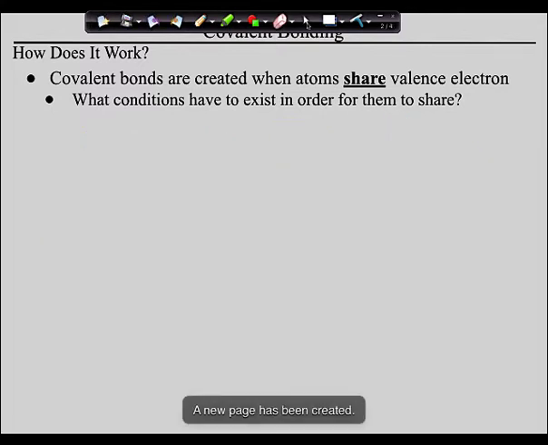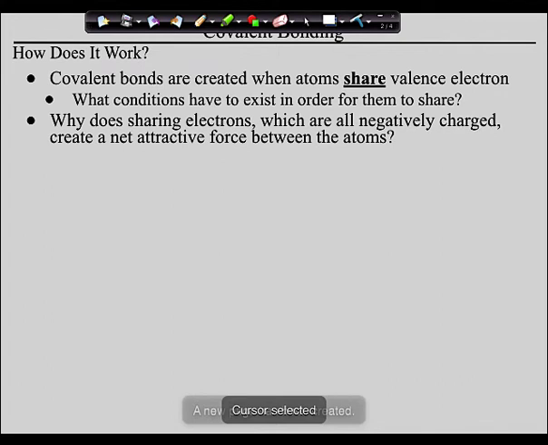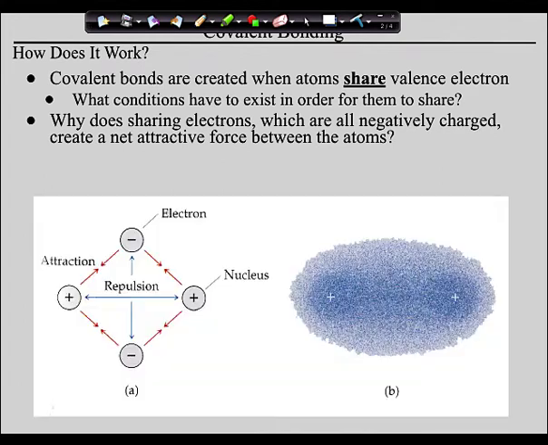And guys, the answer is this. Let me show you the picture. This is the question. Why does this create attraction? And guys, the answer is contained in this picture. So here's the idea. We understand why they share. It releases energy. But why does sharing create attraction? And guys, the answer is it kind of doesn't. And yet it does.